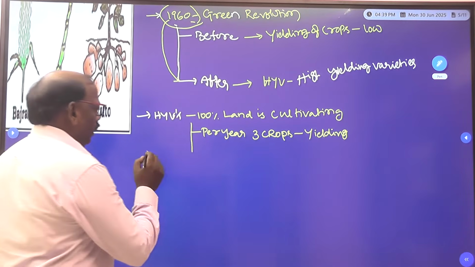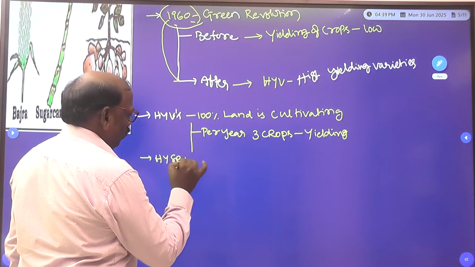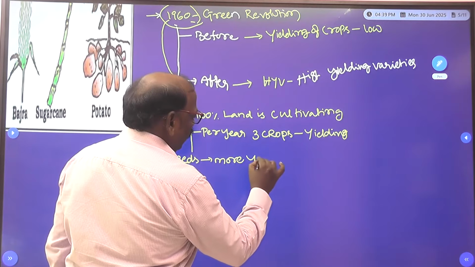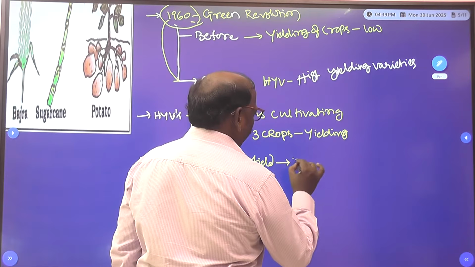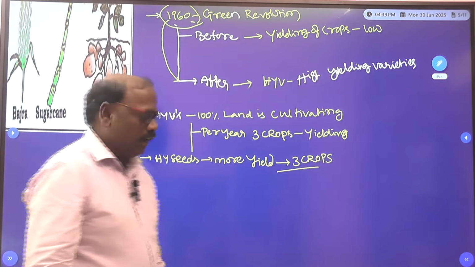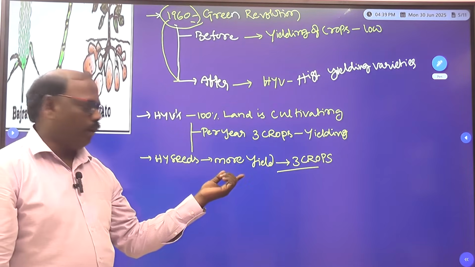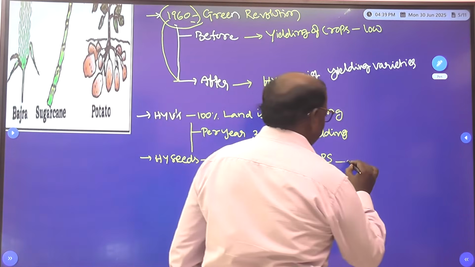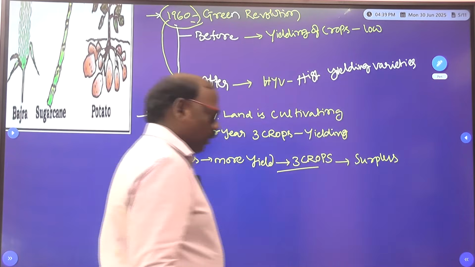These high yielding seeds are giving more yield, so that they are cultivating 3 crops. I hope you guys are understanding. High yielding seeds are there. That's why they are going to have more yield and around 3 crops. Hence, there is surplus at the farmers.